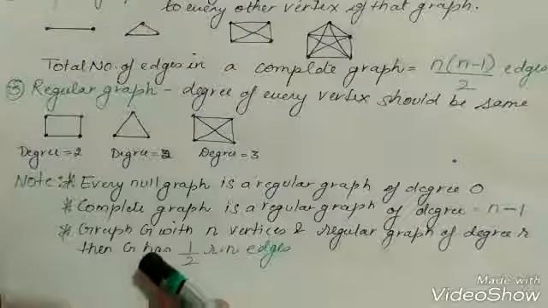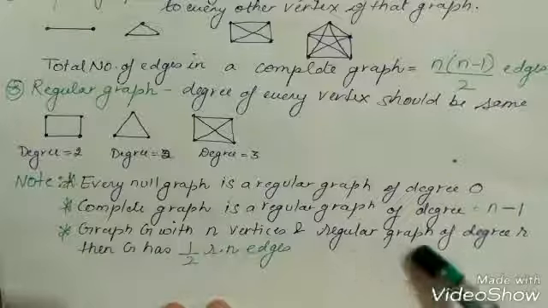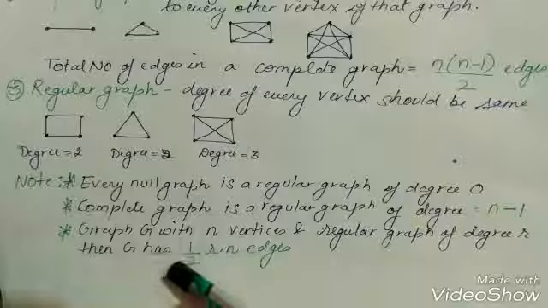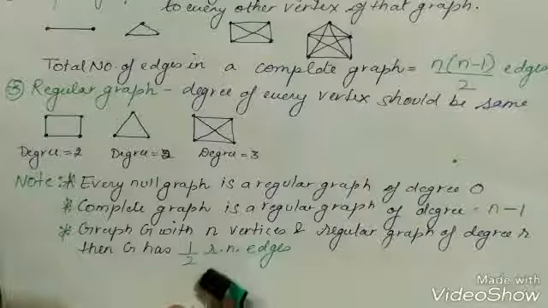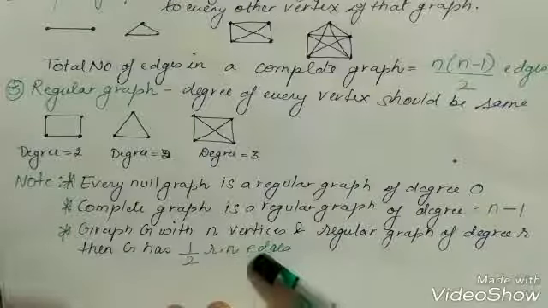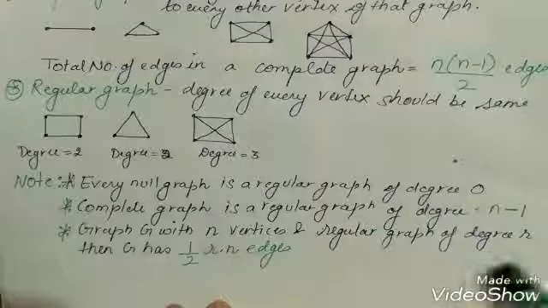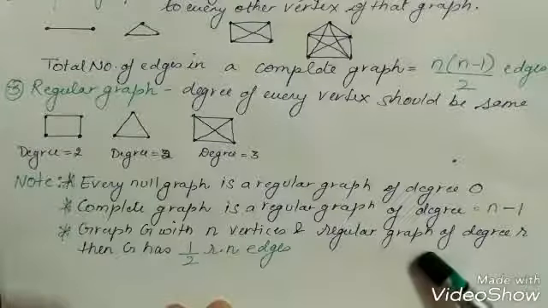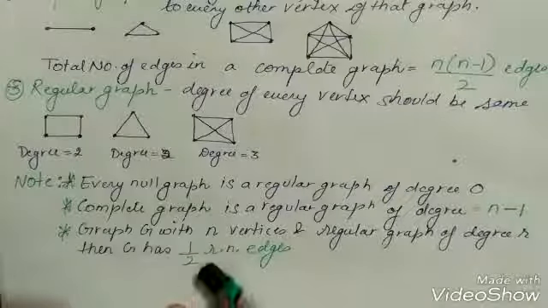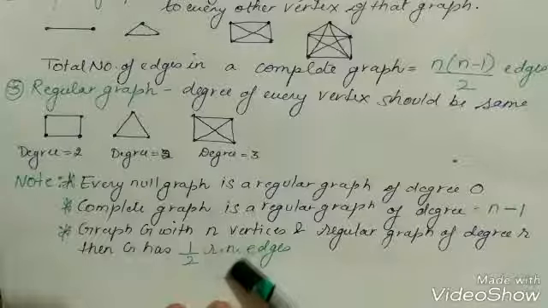And suppose you have been given a graph G with n vertices and it is a regular graph of degree r, then G has 1 divided by 2 r into n edges. To find the number of edges in a graph where the vertices are given and it is specified that it is a regular graph and the degree of that graph is given as r, the number of edges is going to become 1 divided by 2 r into n.